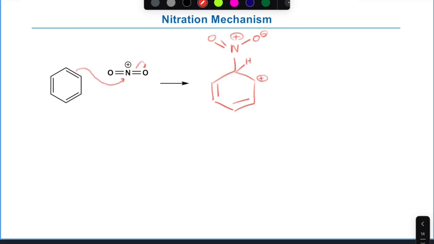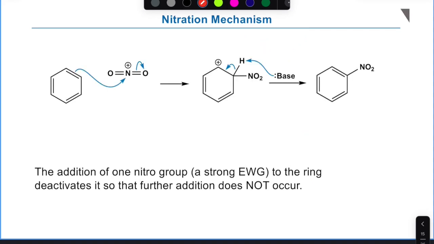And then the next step is we'll just use the water because it's around, and it's a decent base in this system. It'll go in and abstract this hydrogen to regain aromaticity. So here is, again, the nice looking mechanism.